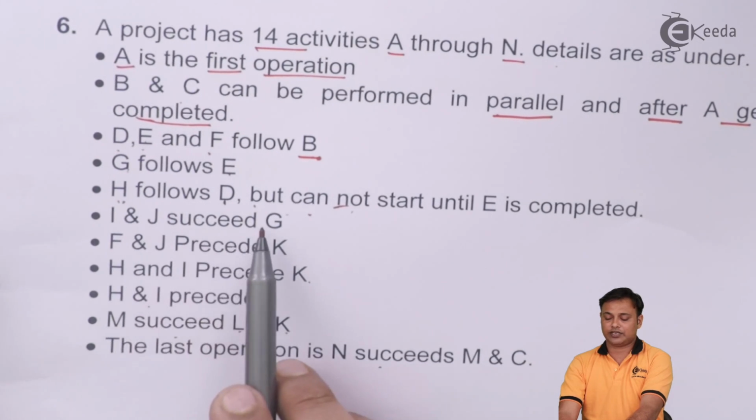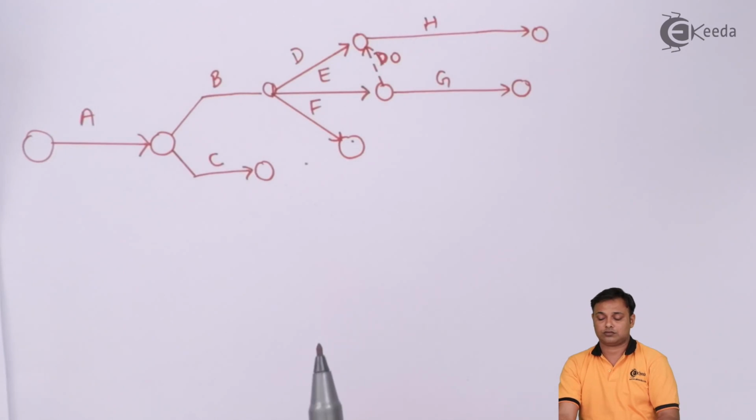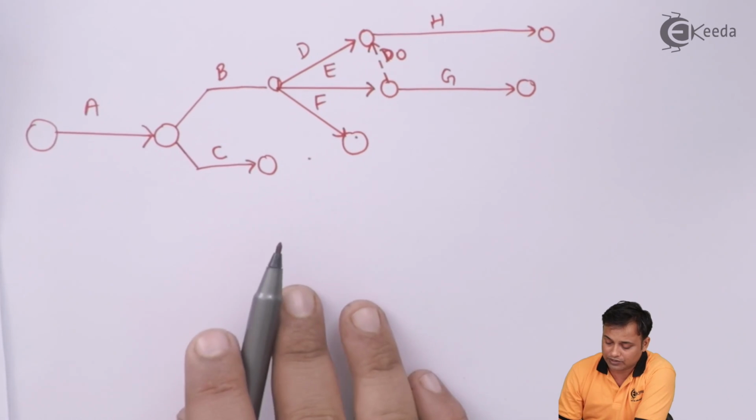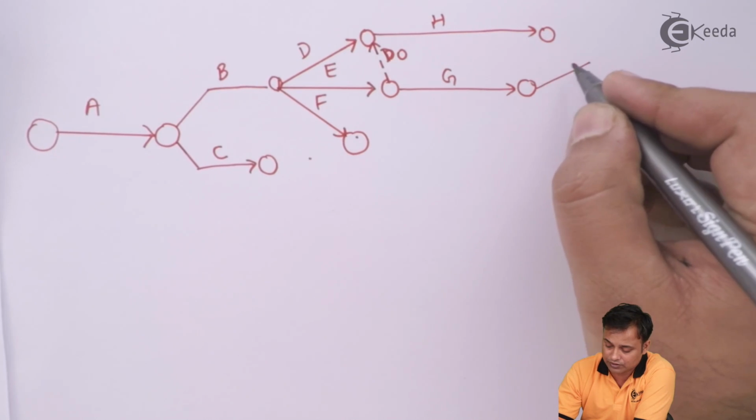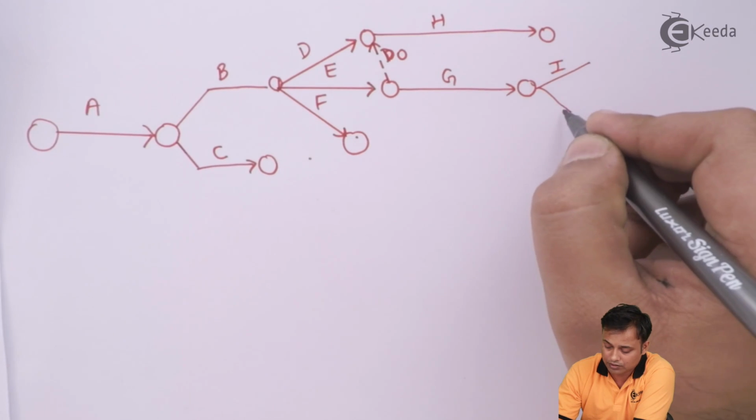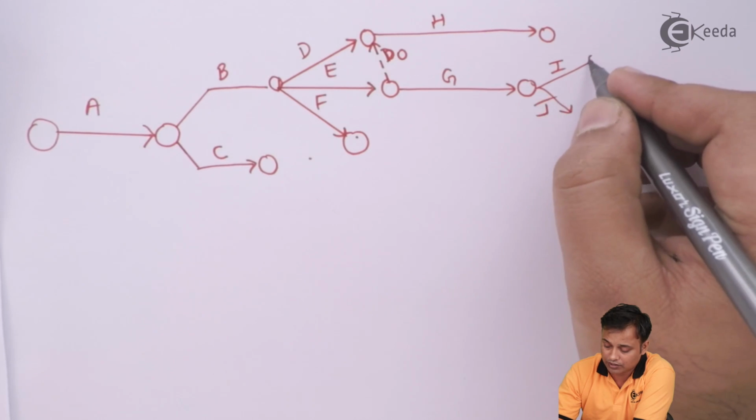I and J succeed G. Again after G I have got two activities, I and J.